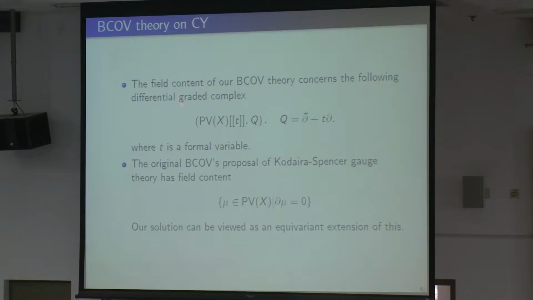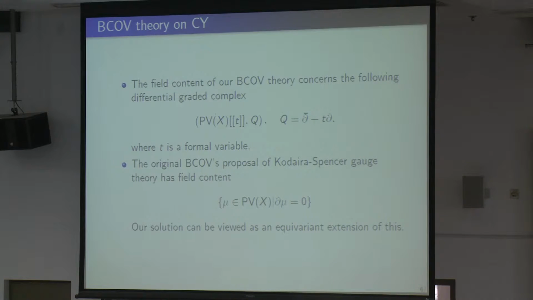This original BCOV theory, the proposal of Kodaira-Spencer on the Calabi-Yau threefold, actually has a field content like this, with a constant field. So the element here is this particular kernel of the D operator. At some point, our solution can be viewed as an equivariant extension of this one, because in mathematics we know that a complex or derived object usually works much better. So you can view this one as a resolution of this element. So that's our field content.